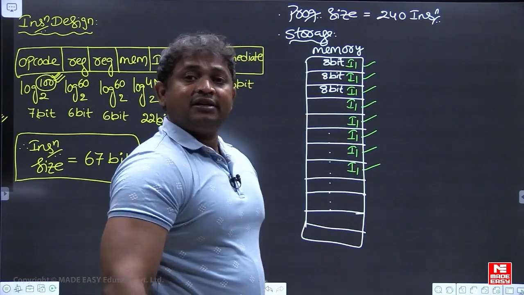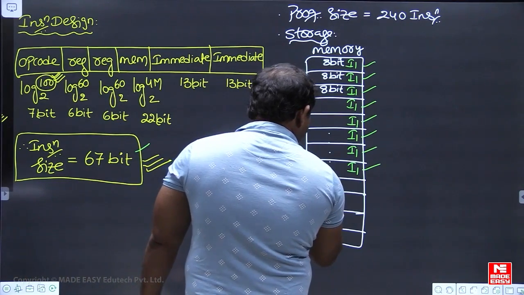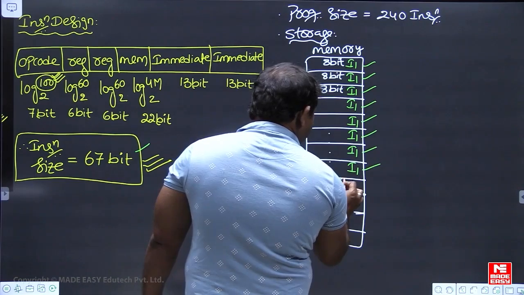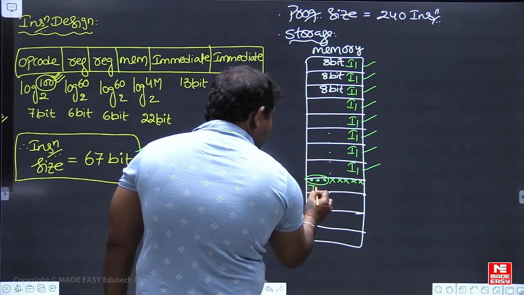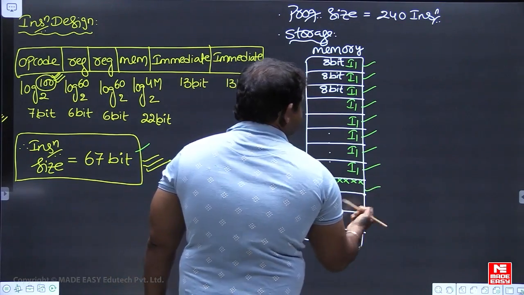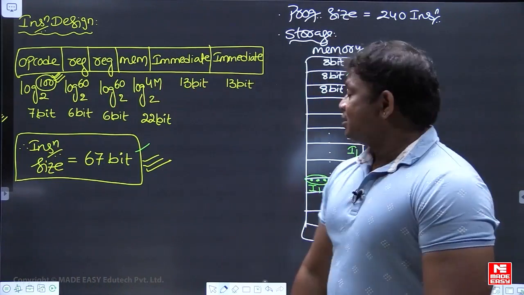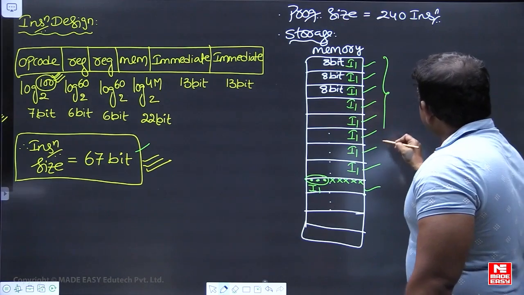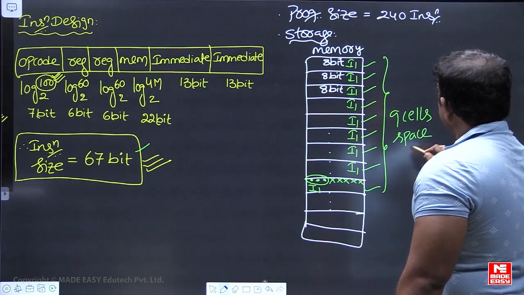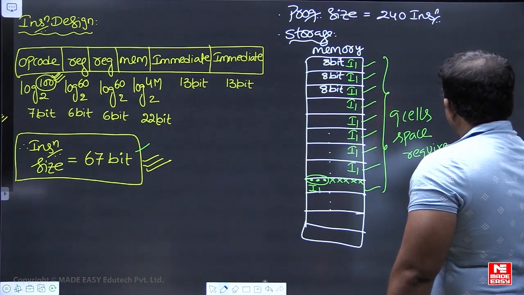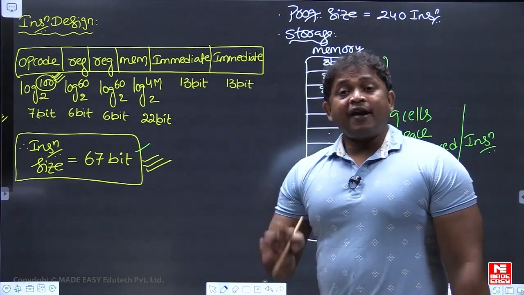8 cells. 8 into 8, 64. But your instruction size is 67. So here one more cell is required. In that cell, we want 3 bits of space and the remaining 5 bits are wasted. I want only 3 bits. After storing the first instruction, we are storing the second instruction. So when you are storing one instruction, 9 cells of space are required per instruction. In that, 5 bits of space are wasted.